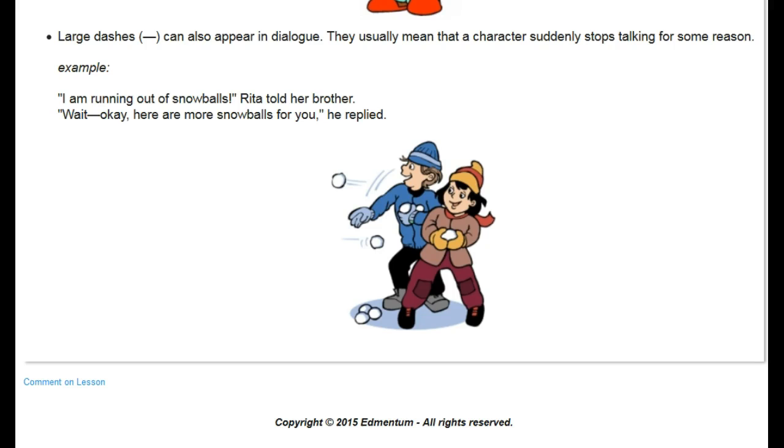For example, "I'm running out of snowballs," Rita told her brother. "Wait! Okay, here are more snowballs for you," he replied.